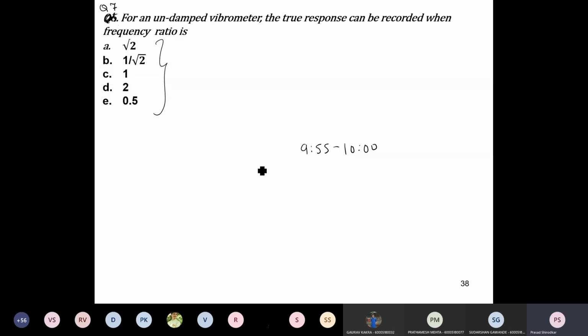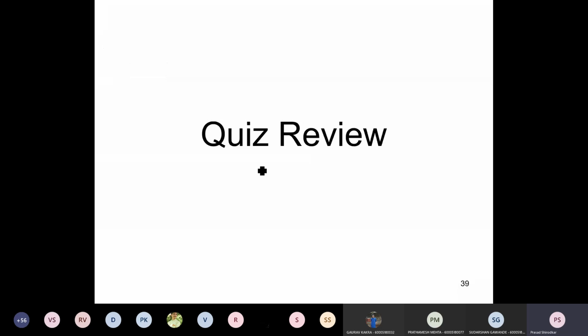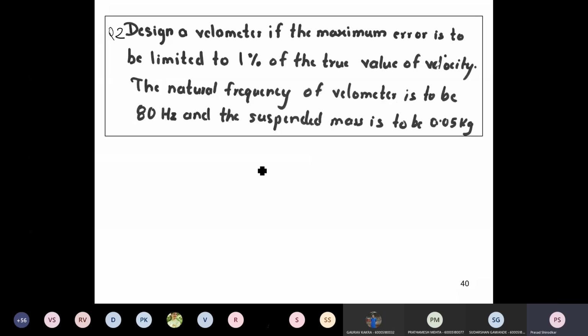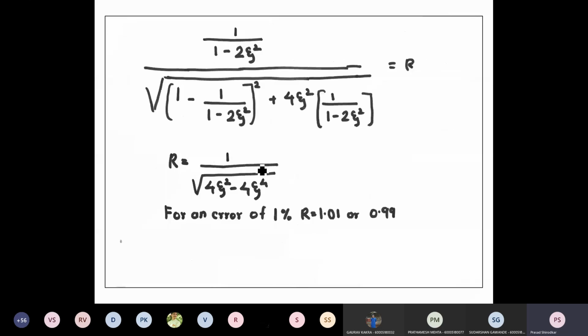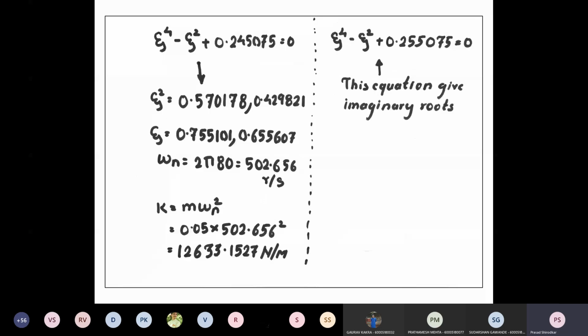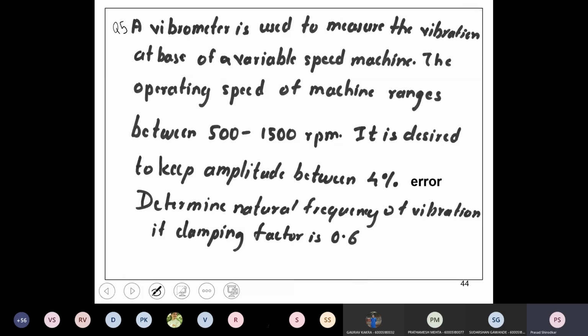All right, so I will do the quick review of the quiz. So the first question was this velometer for 1% error, and we calculated for 1% and we got this group of equations. In this half of the equation you cannot use it because the roots are imaginary. So this is not valid. Does that answer your question, Sudarshan? And here you can choose any one of the values, so both the answers are acceptable as the answer to your quiz.